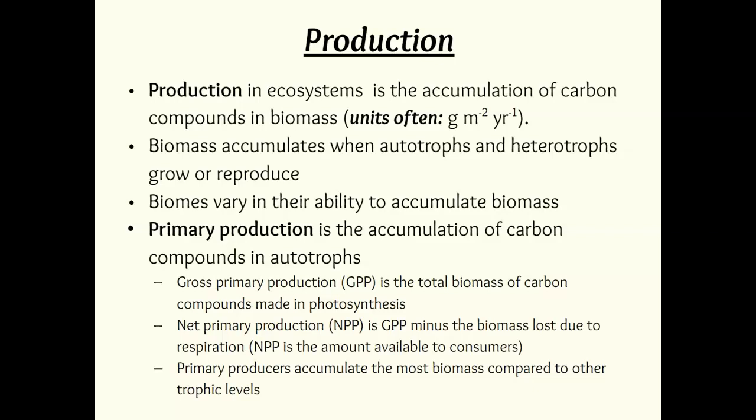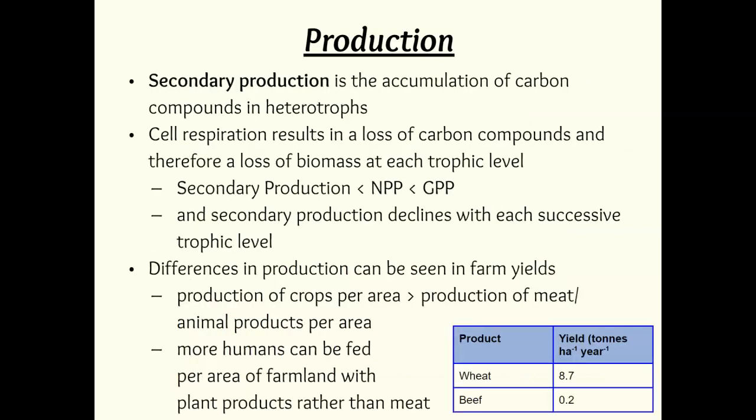Primary producers are going to always accumulate the most biomass compared to other trophic levels, because they have to support all the levels above them on the food chain within the food webs. Secondary production is the accumulation of carbon compounds as biomass in heterotrophs. Cellular respiration will always result in a loss of carbon compounds because it's going to use the carbon, the glucose, in cellular respiration, break it down into ATP energy.